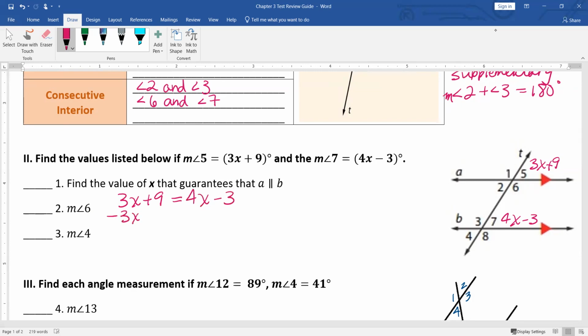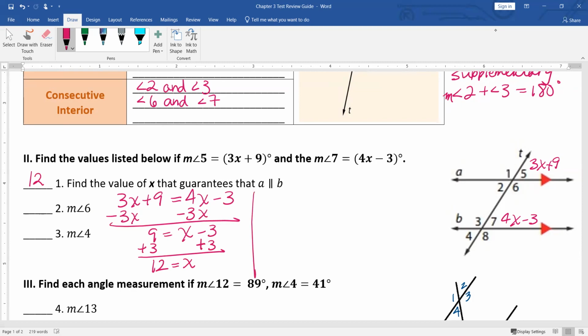I'm going to move my variable over here, and I'm left with 9, but that's not a 4, that's 3, with x minus 3. And then the final step to isolate my variable: x equals 12. So the value of x that makes those lines parallel is 12.